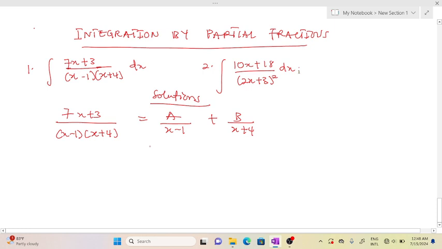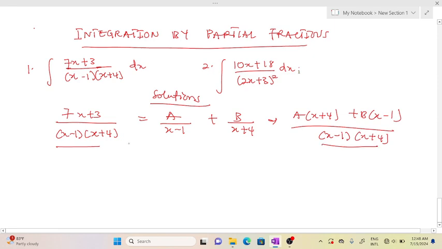You cross multiply, right? So this becomes a multiplying the expression x plus 4 plus b multiplying the expression x minus 1 all over the expression x minus 1, x plus 4, right? Then you know that here and here are the same, so I just take the numerators. So comparing, 7x plus 3 will be equal to a multiplying x plus 4 plus b multiplying x minus 1, right? So at this point, what do we do?